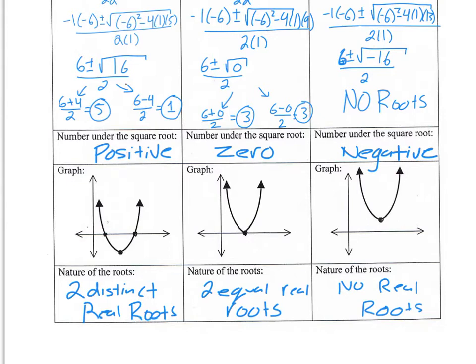So if it's a positive number, you'll have two different real roots or two distinct real roots. If it's a 0, you'll have two equal real roots, so it'll be sitting on the x-axis. And if it's a negative number, well, we can't square root it, so there aren't any roots and it doesn't exist.